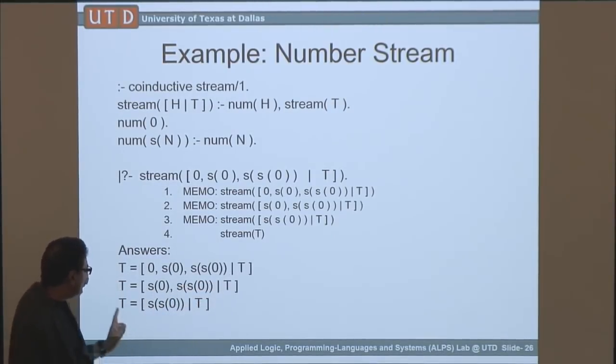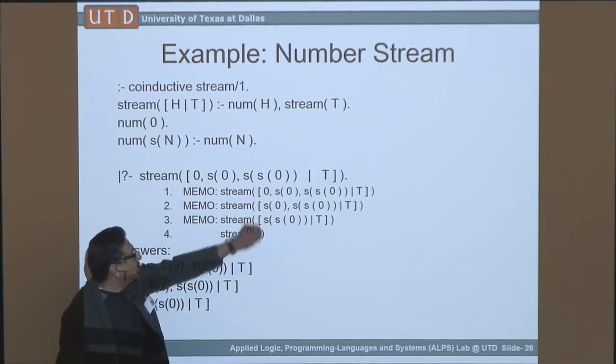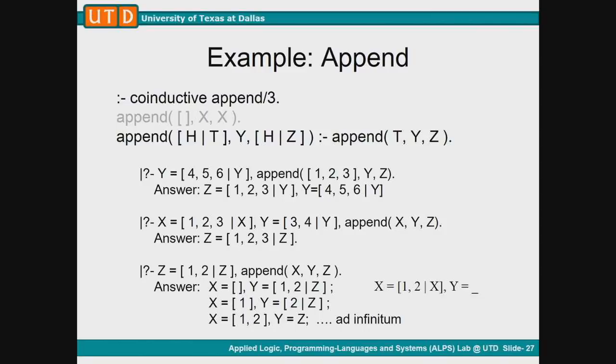Second one, you will get this solution. Third one, you will get this solution, right? I mean, unifying T with this, and that. And then the fourth one is I can expand T again. So I can get more solutions. So you can get infinite number of solutions.